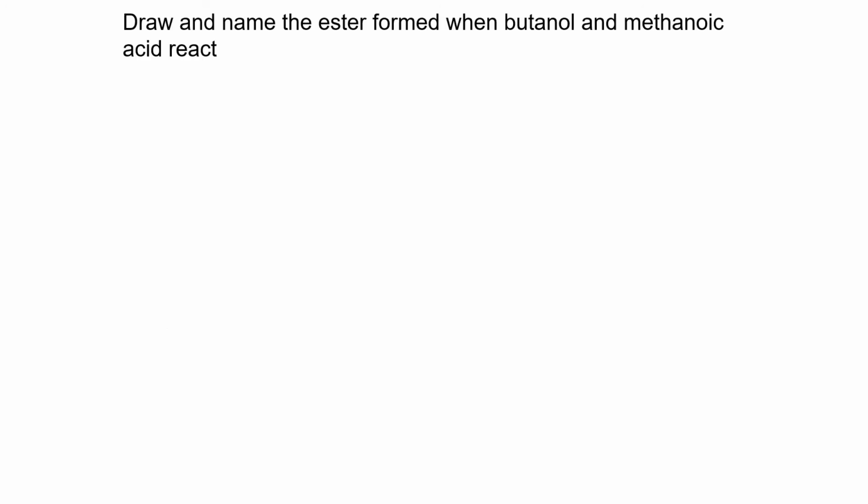So to have a look at an exam style question, I've got one here. Draw and name the ester formed when butanol and methanoic acid react. Now I'm going to highlight my chemicals just because it makes it a little bit clearer. So we've got butanol and we have methanoic acid.